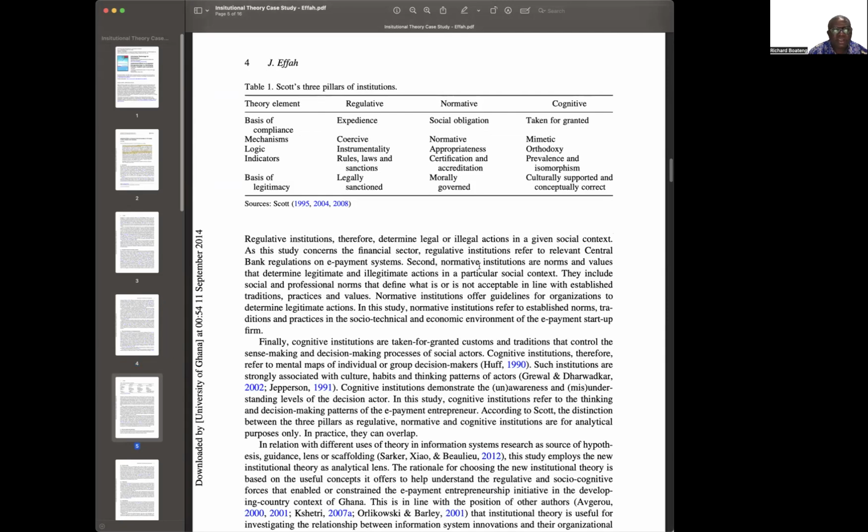Let's read the normative. Normative institutions are norms and values that determine legitimate and illegitimate actions in a particular social context. They include social and professional norms that define what is acceptable in line with established traditions, practices, and values. Normative institutions offer guidelines for organizations to determine legitimate actions. In this study, normative institutions refer to established norms, traditions, and practices in the social, technical, and economic environment of the e-payment startup firm.